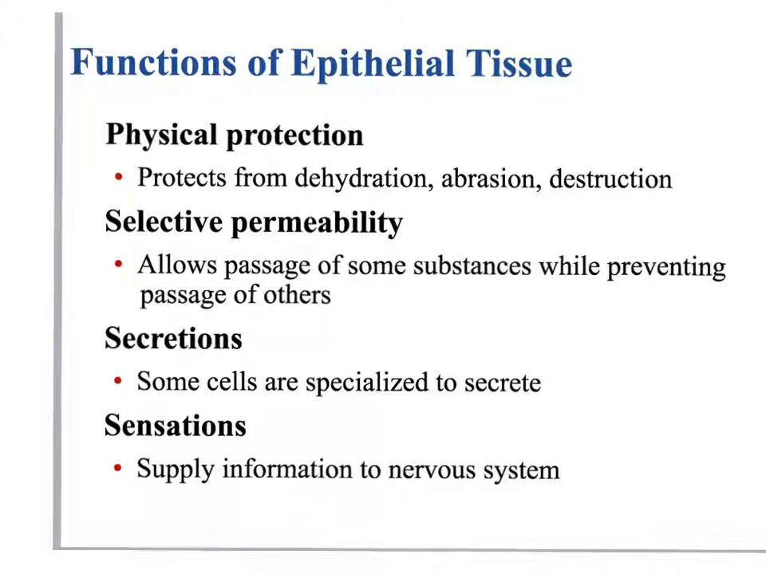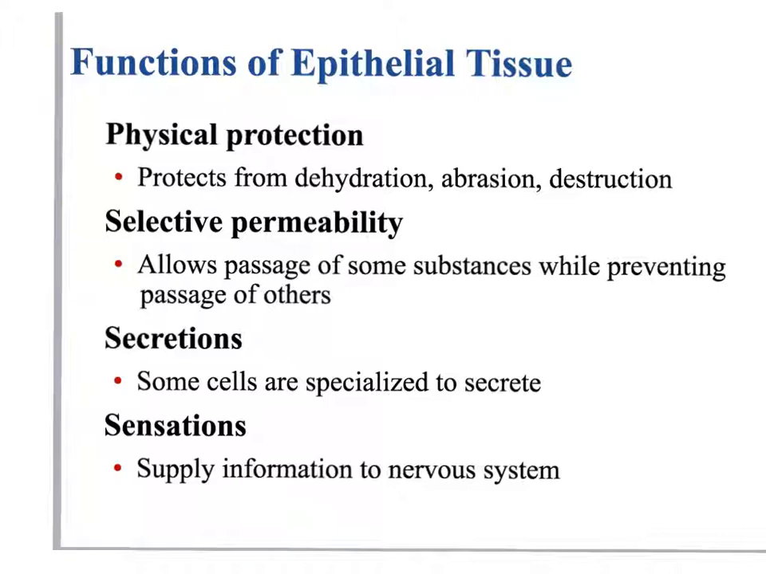Selective permeability. What does that mean? Choosing what materials can come in and out. So controlling what goes in and out. Because these cells are linked together, they provide that barrier, and it can absolutely regulate what goes in and what goes past.